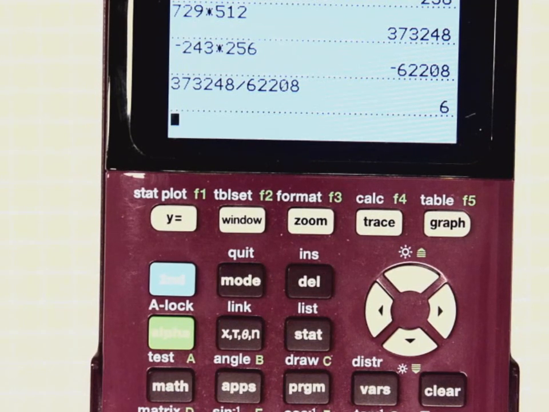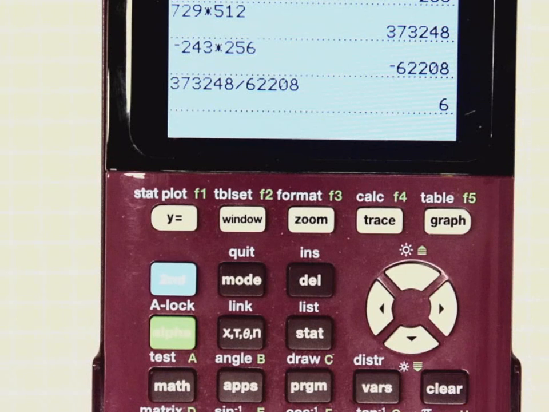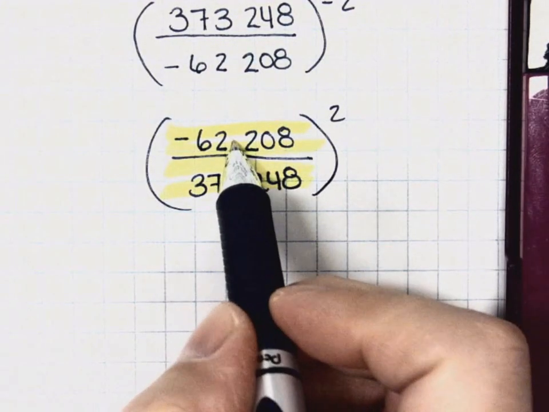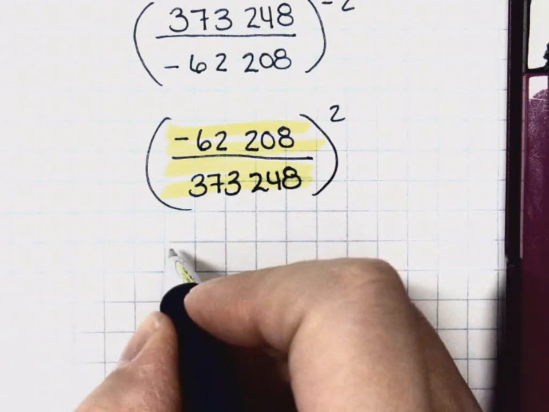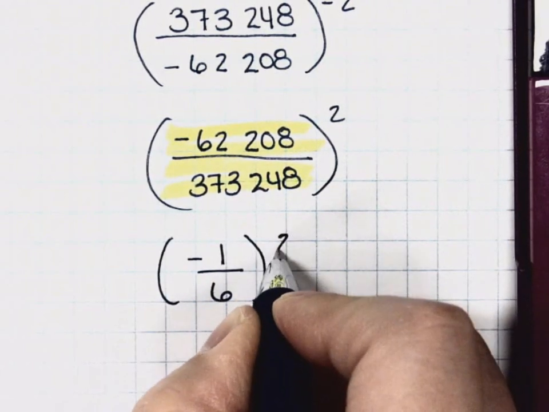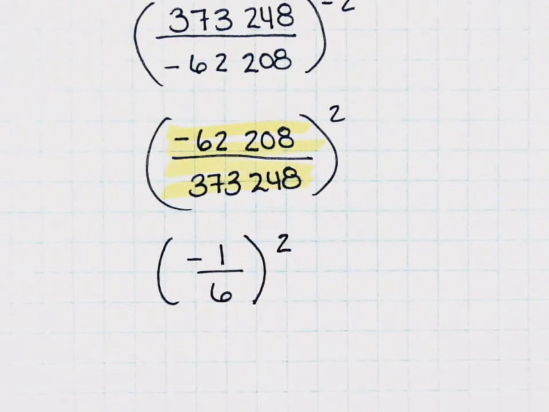So yeah, the other one was a few more steps, but I find simplifying letters, doing my exponent rules, way easier than numbers. So again, this is my love of no calculator. So this is going to reduce to, if this goes into this 6 times, negative 1 over 6, and that's squared.